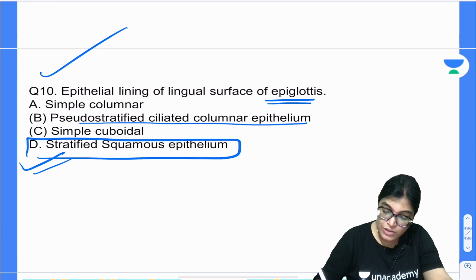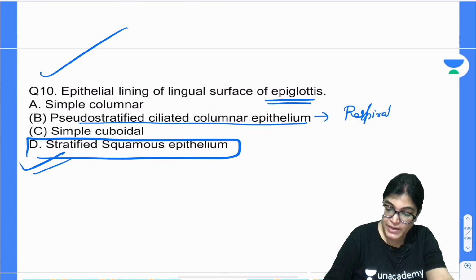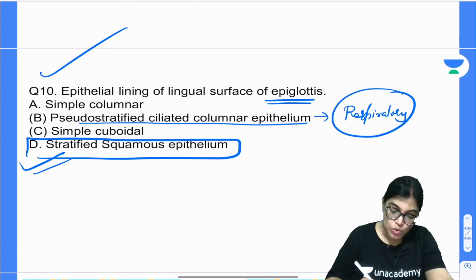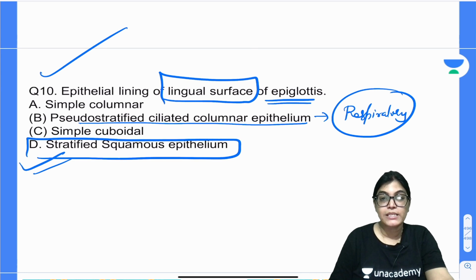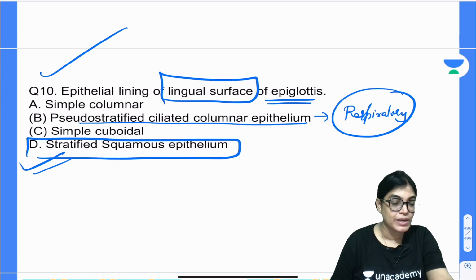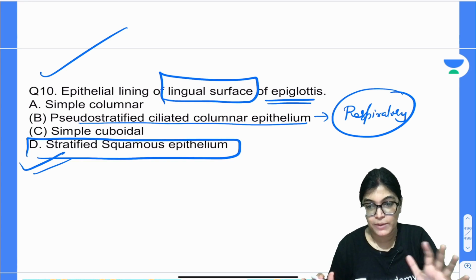Pseudostratified ciliated columnar epithelium is again the epiglottis lining, but it is towards the respiratory aspect, like respiratory epithelium. So two epithelia, but here the lingual part means close to the tongue and the oral cavity. Close to the oral cavity the lining epithelium will be stratified squamous epithelium. Close to the respiratory aspect it will be pseudostratified ciliated columnar epithelium.